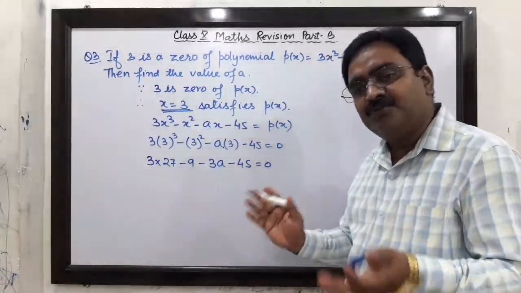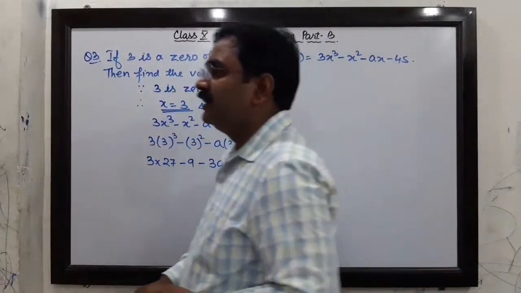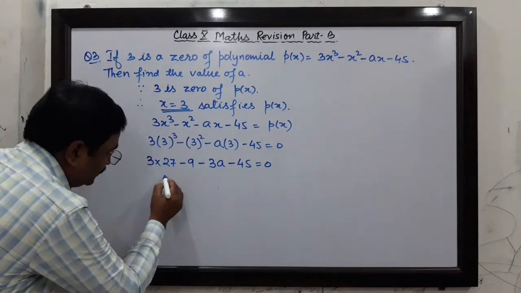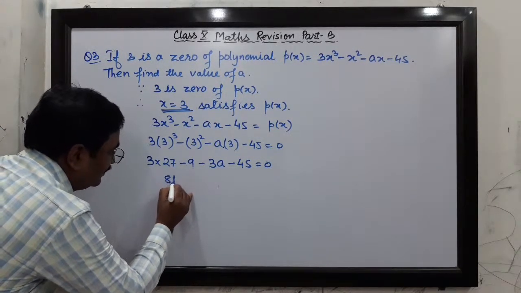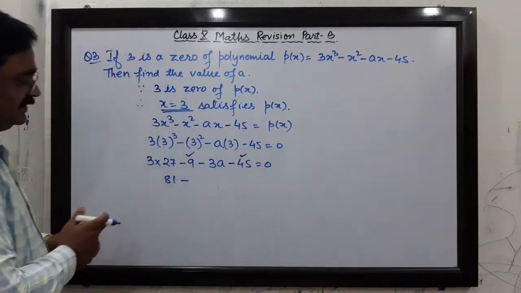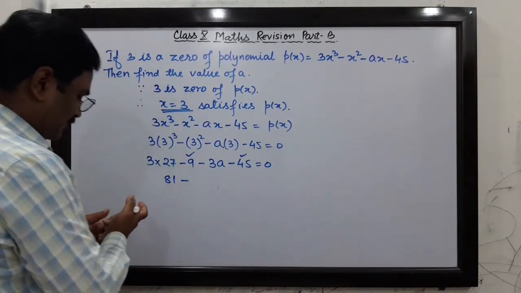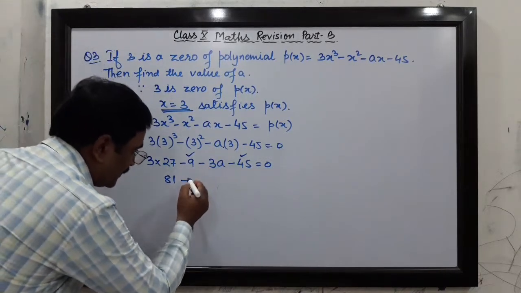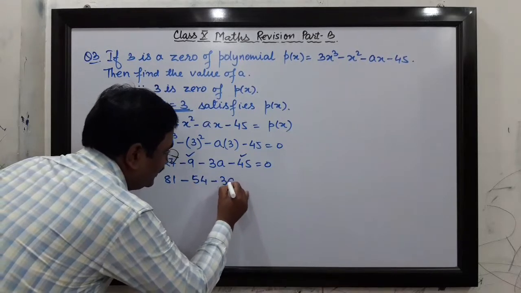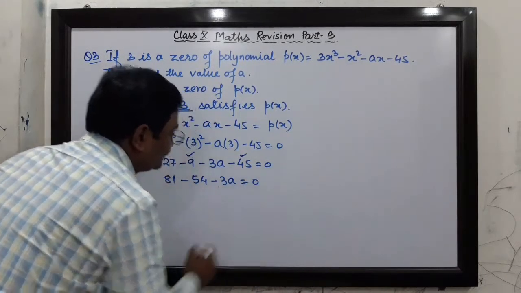अभी हम क्या करेंगे, इसको easily simplify करेंगे. First of all, you just simplify this one. 3 into 27, 3 into 27 is 81, minus 9 and 45. You can add it. If you are adding this, 9 and 45, you will get 54, minus 3a equals 0.